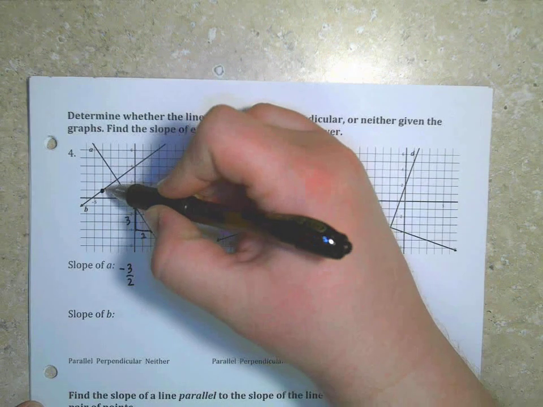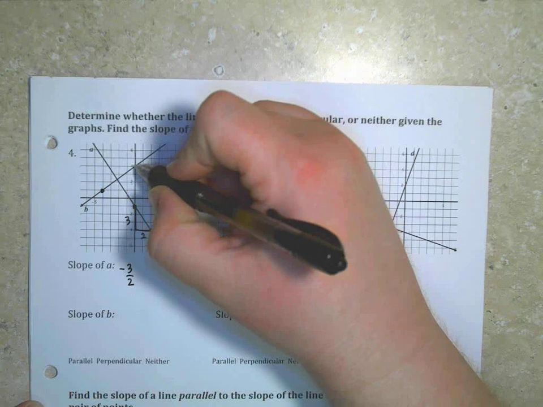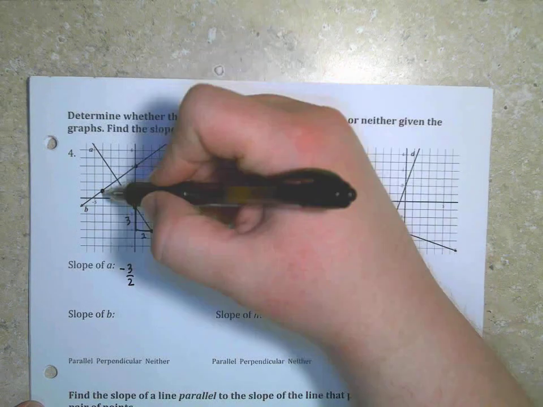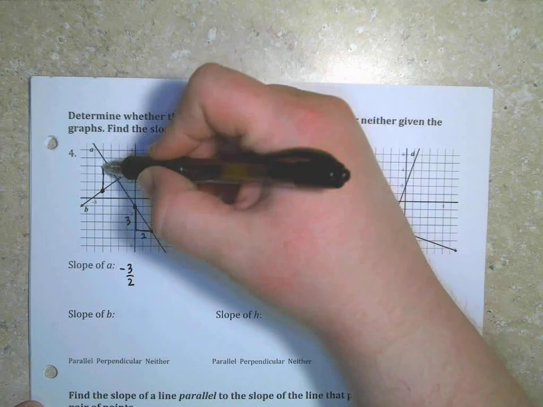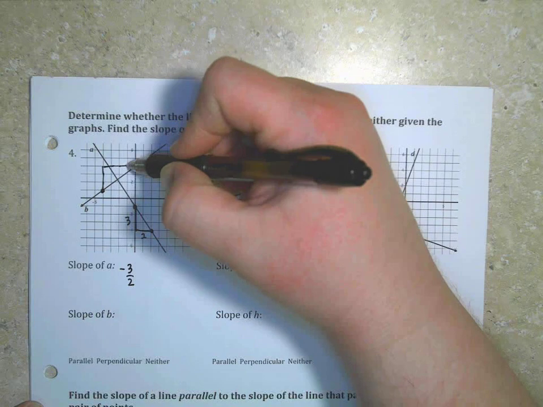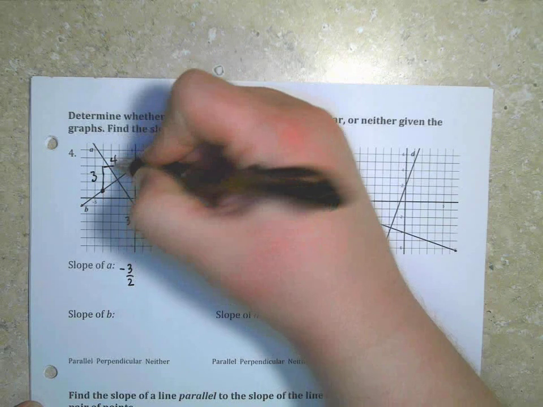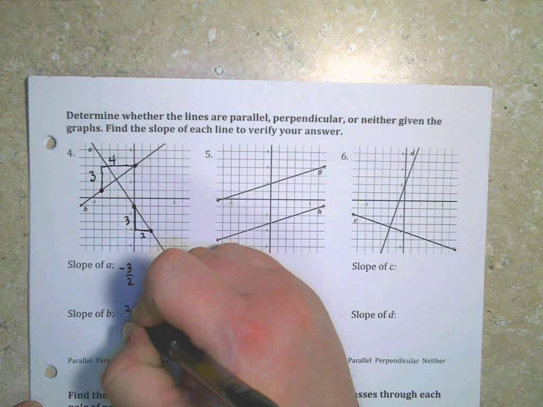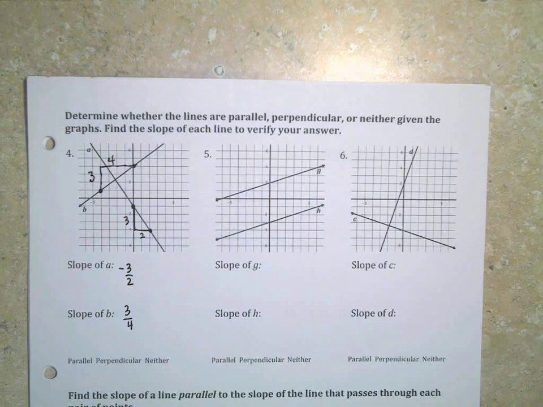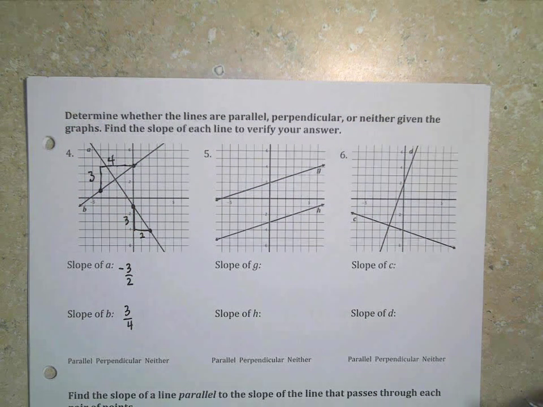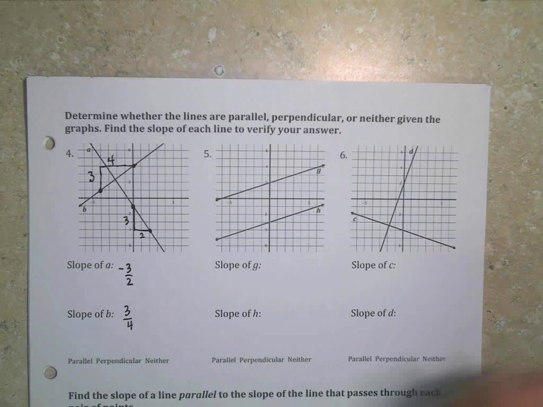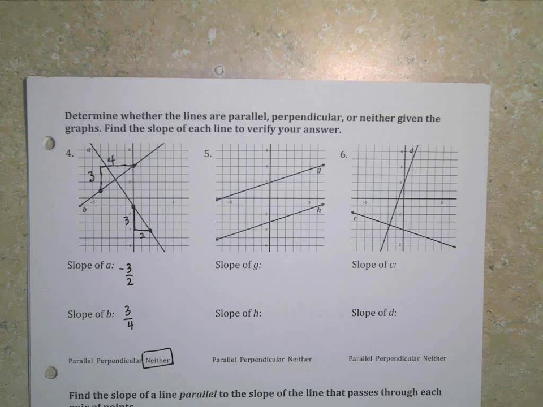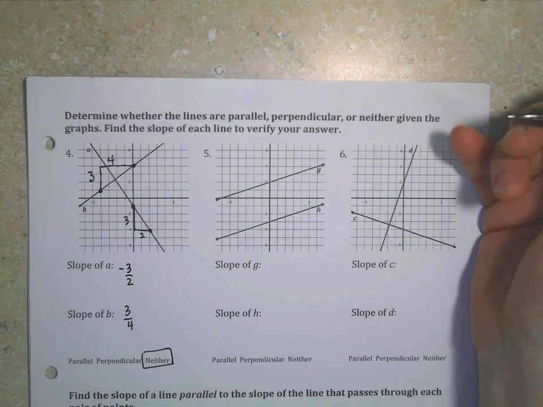B, let's find pretty points. Look, there's one, and there's one. So up 1, 2, 3 over 1, 2, 3, 4. So that's positive 3/4. And if I looked at that, that looked perpendicular to my eye, but it's not. That's why we need to verify mathematically. That one is neither. These ones appear to be parallel.